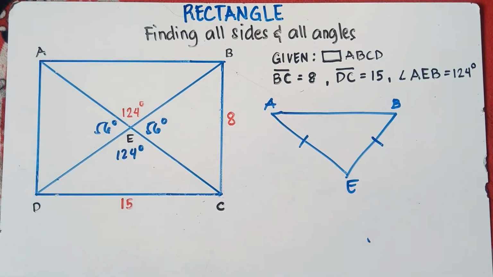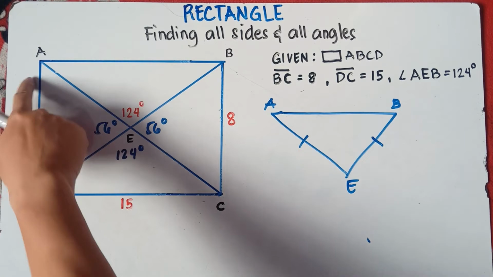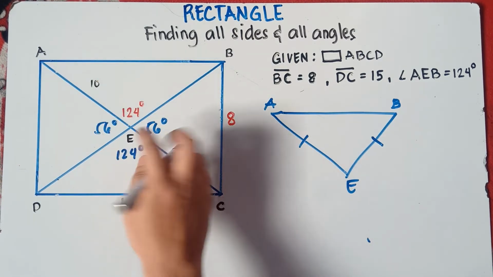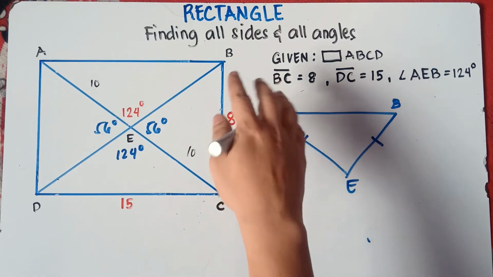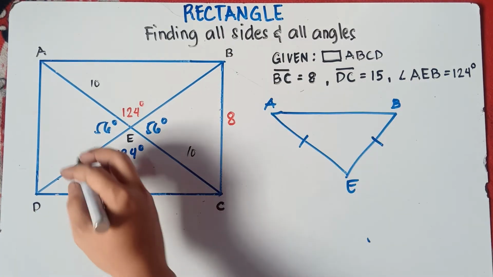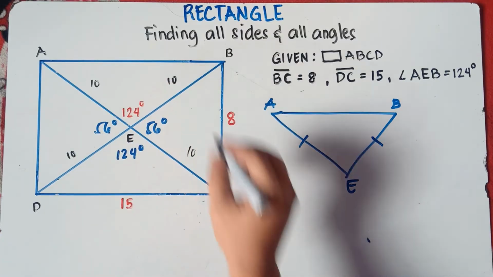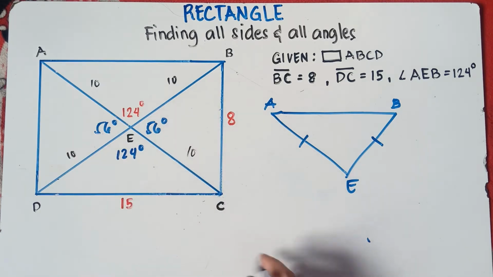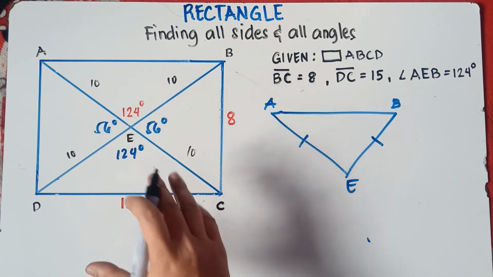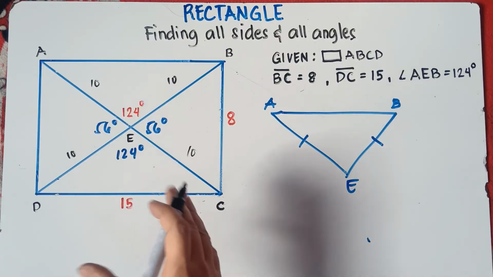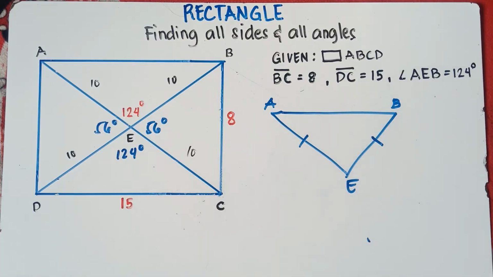Okay, let me just give you an example, class. If AC is 20, therefore AE is 10 and CE is 10, right? And since the diagonals of rectangles are congruent, BD should be 20. Therefore, this is 10 and this is 10. So 10 plus 10, that is 20. So they cut themselves into two equal parts. I hope you understand this one, class. Diagonals bisect each other. It means that they cut themselves into two equal parts.